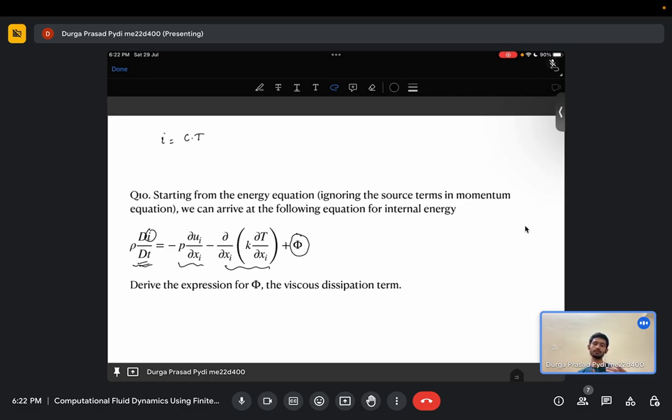This essentially comes when you consider the flow to be viscous. So this is your viscous dissipation term. I'll wait for some time so you can try to derive this expression for phi. It will be in terms of velocity fields and your coefficient of viscosity.